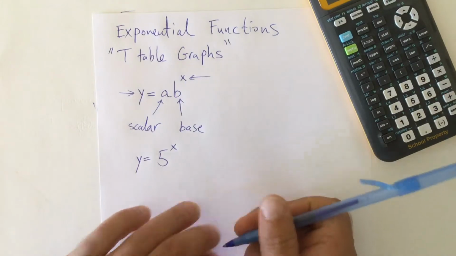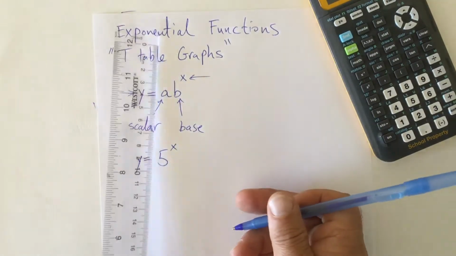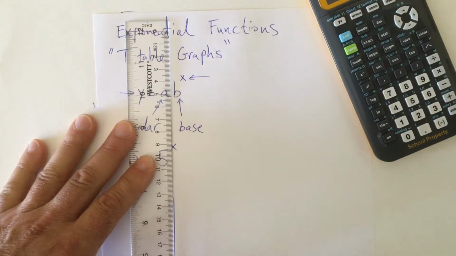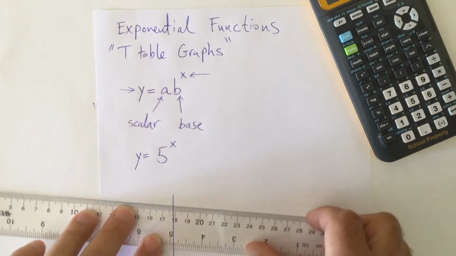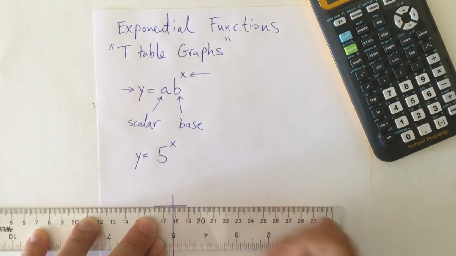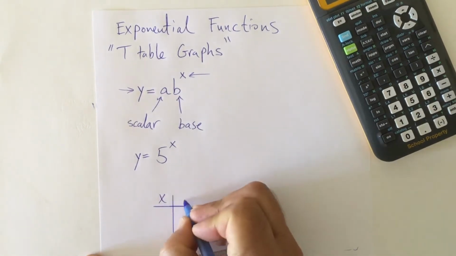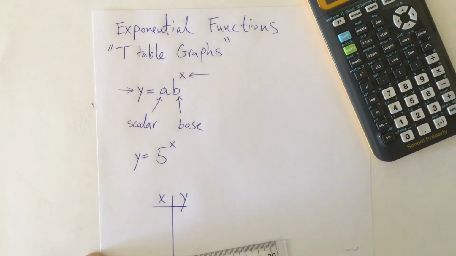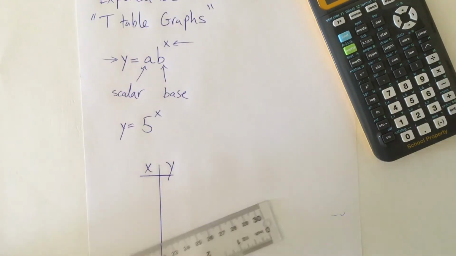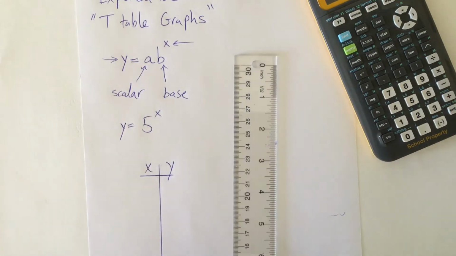And here's what I want you to do. I want you to, of course, grab a ruler so it's pretty. And you're going to make a table of values called a t-table. It looks like the letter T. You're going to plug in some x's, and you're going to get out some y's. That's what you're going to do for me. When you get that done, you are going to graph this thing.